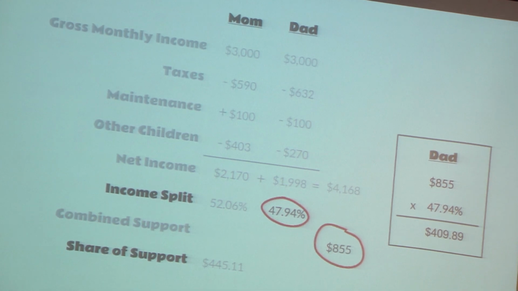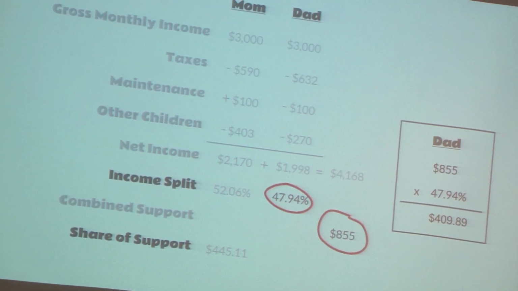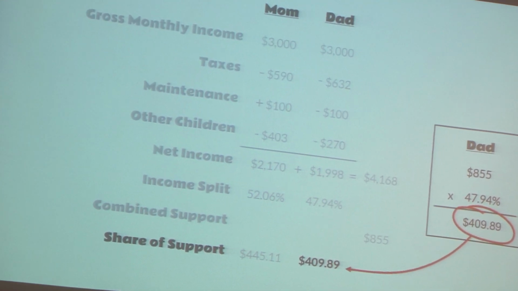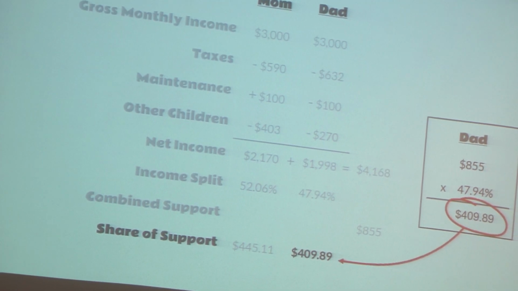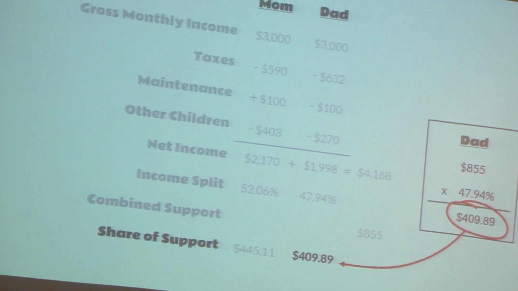So his percentage share of the income, 47.94%. We're going to multiply it by that combined amount that we got from the chart, and that's how we get to dad's child support amount, which in this scenario is $409.89. So I hope that makes sense.